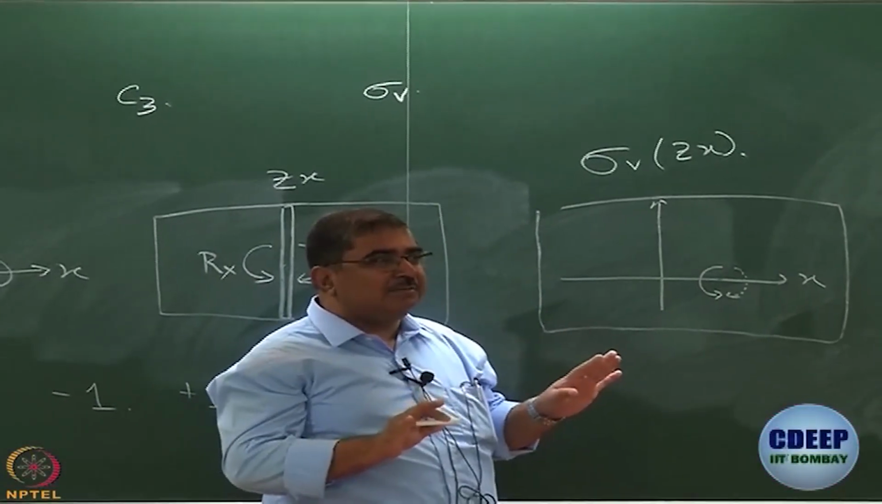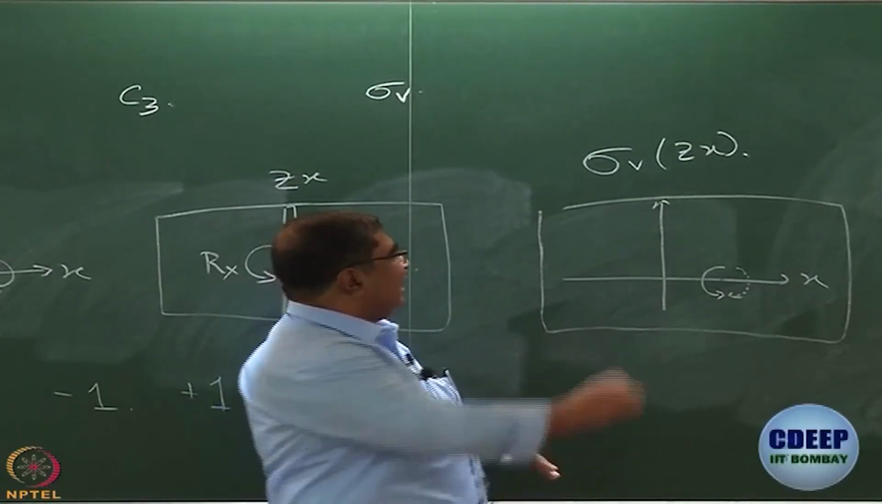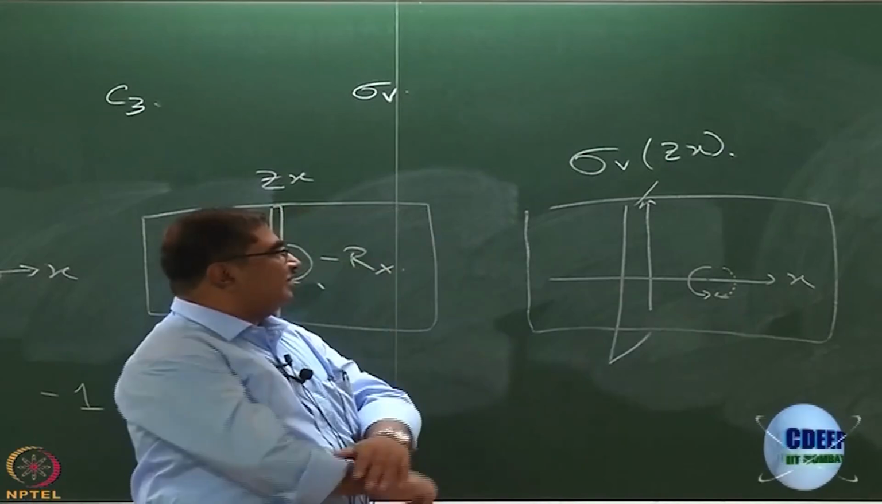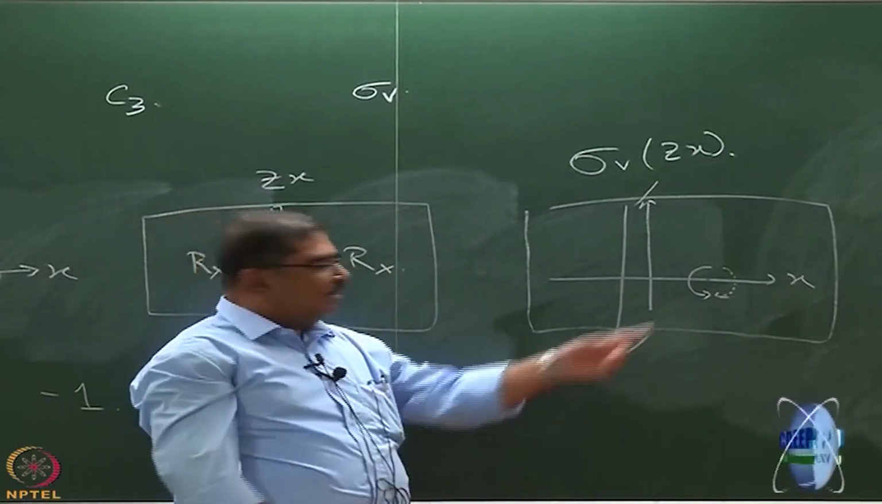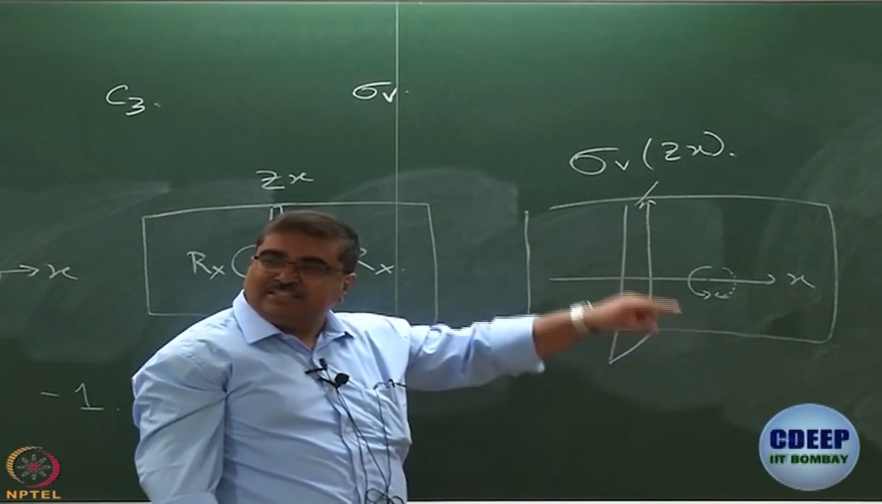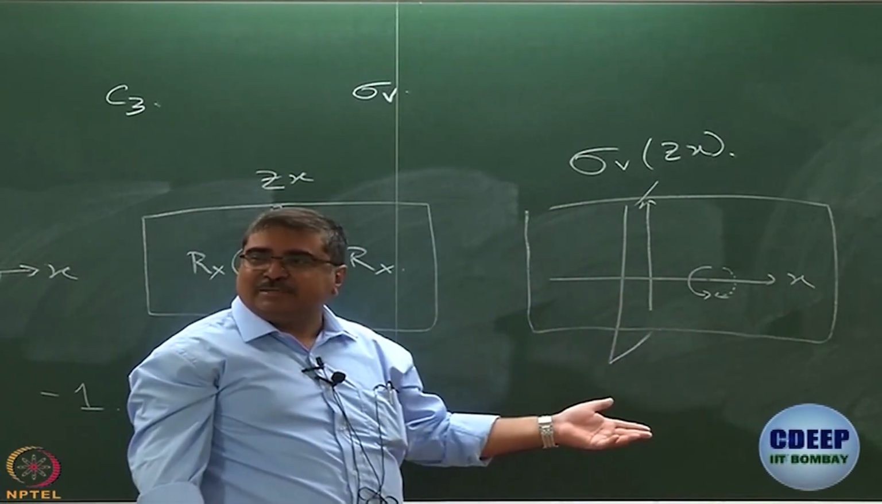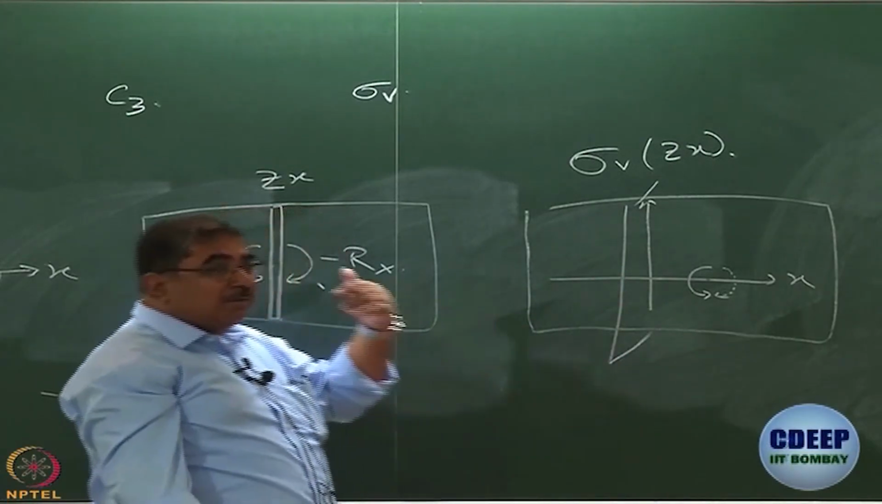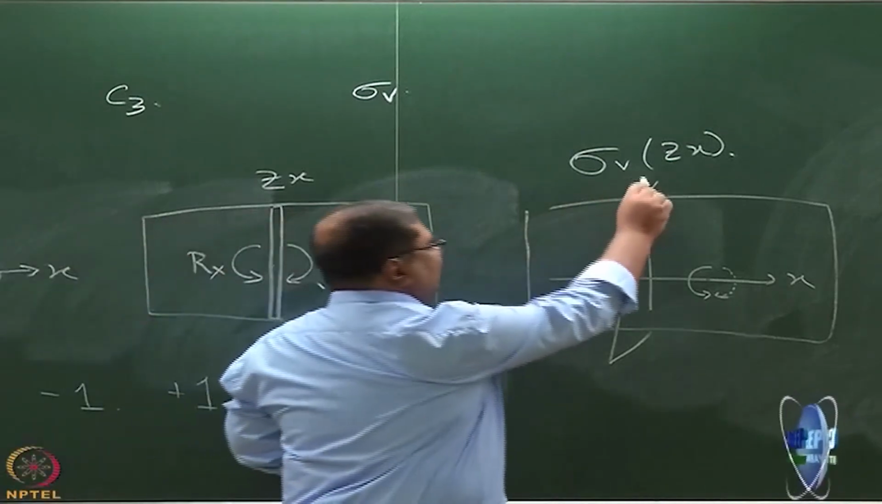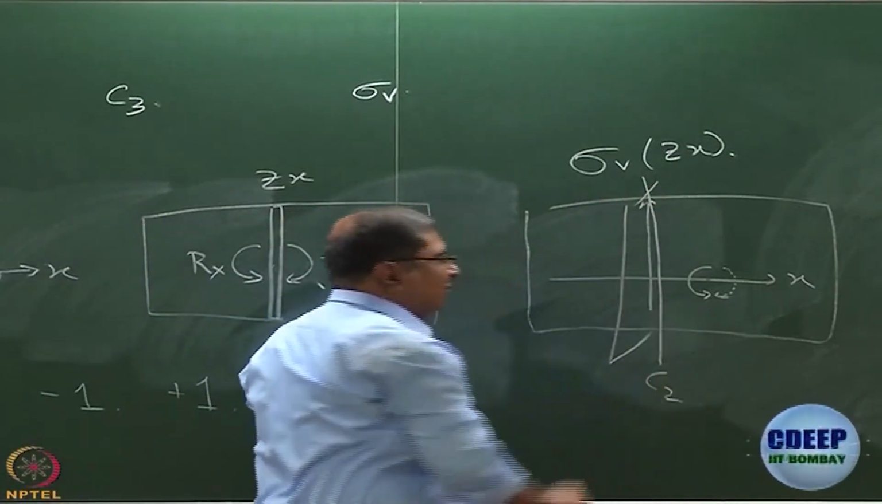Are we okay with sigma V now? What about sigma V dashed? Now, if I draw sigma V dashed like this, what will happen? It was rotating in this direction, it will still rotate in this direction. So, character is +1. What about C2? This is your Z axis, this is C2.